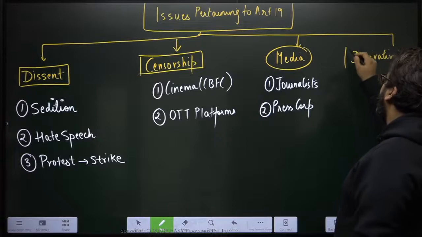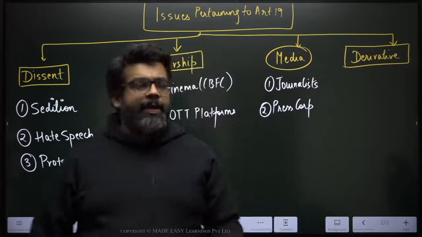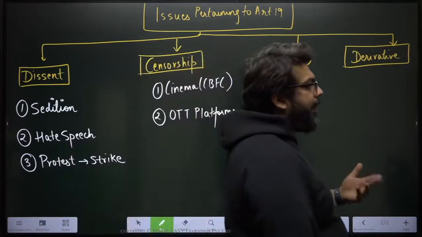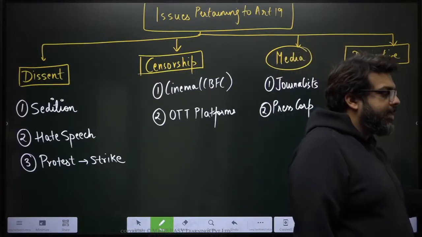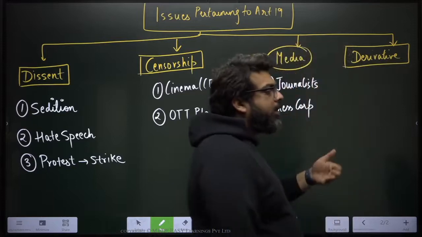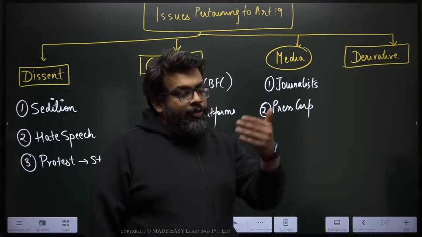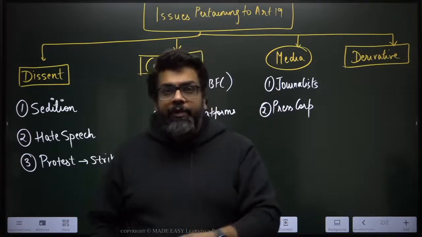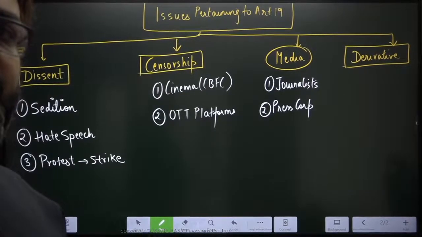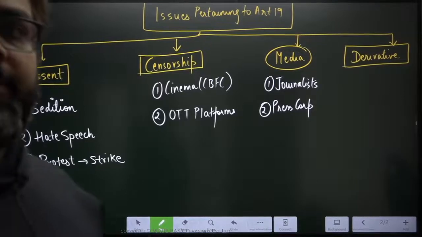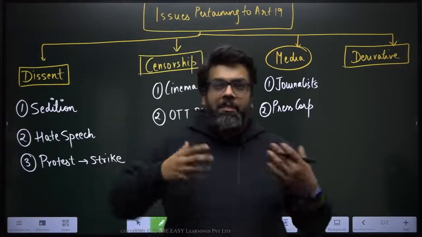Now, under derivative rights, we understand that if I have the right to freedom of speech and expression, and I have the right to have an opinion of the government, and this right is available only and only against the state, then for me to have an opinion on the government, I should be able to have information of the government so that I can have an opinion on the government, and that is extremely important. So for me to have a question or for me to have an opinion on the government, I should be able to have information about the government.